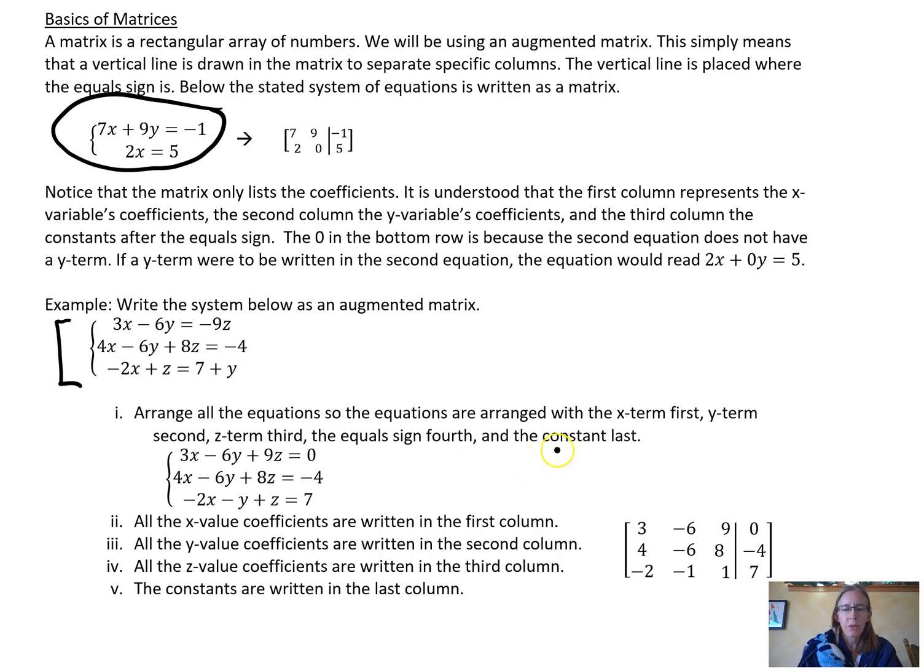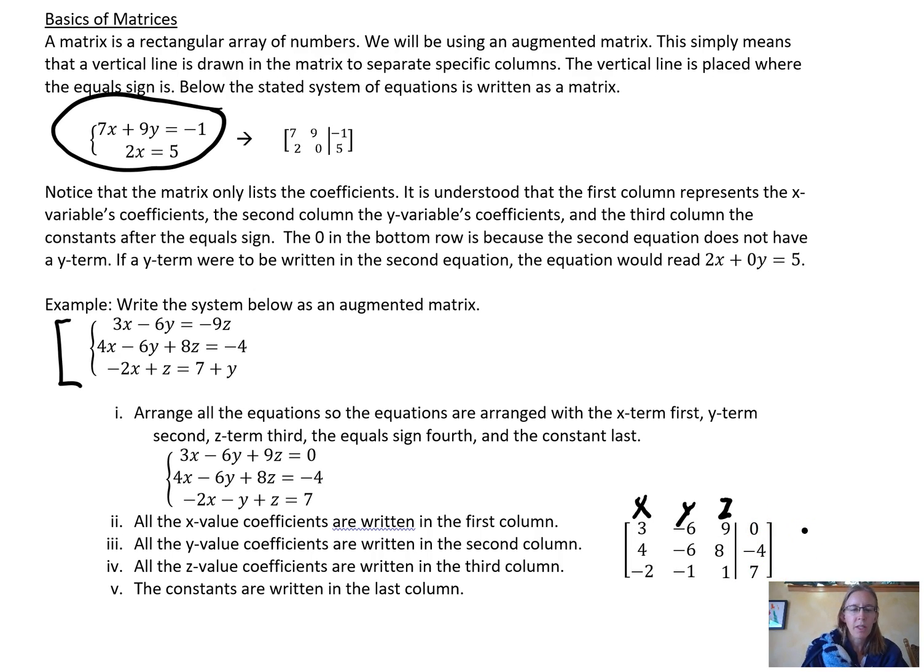Now I can write it into a matrix. You're going to notice that all of the coefficients from the x terms are written in the first column. So sometimes people prefer to write an x above that first column to remind themselves that that's where all the coefficients for x go. And then the second column has all the coefficients for y. The third column has all the coefficients for z. And the fourth column has all the constants.